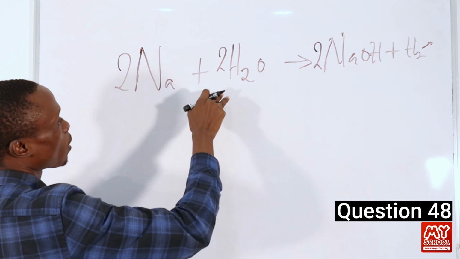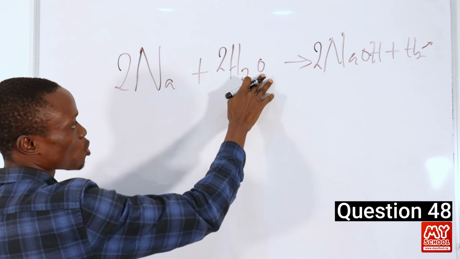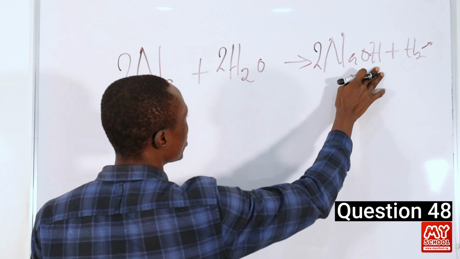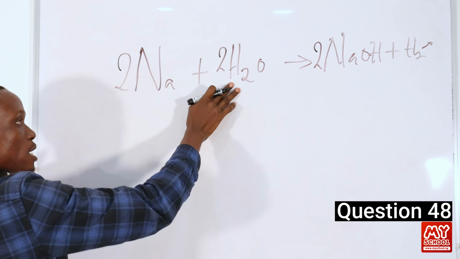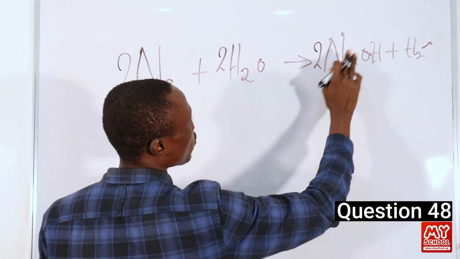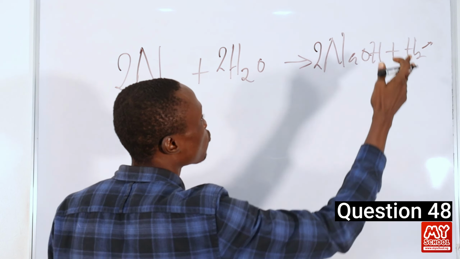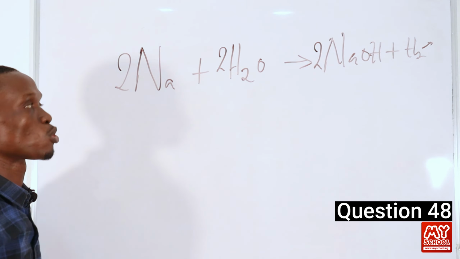So let's check for oxygen. We have 2 atoms of oxygen, and we have 2 atoms of oxygen here. While here we have 2 atoms of hydrogen, because we have 4 atoms of hydrogen on the reactant side. So 2 atoms of hydrogen here plus 2 atoms of hydrogen here will give us 4 atoms of hydrogen. So our equation is balanced.